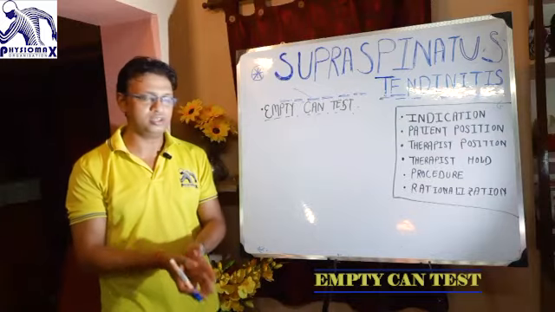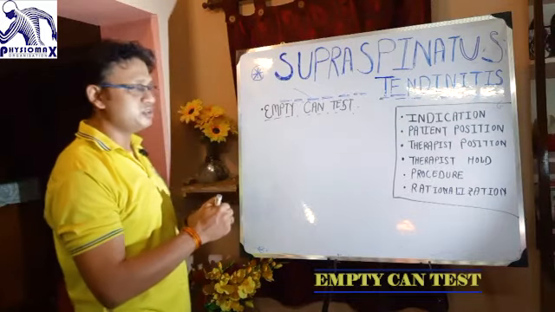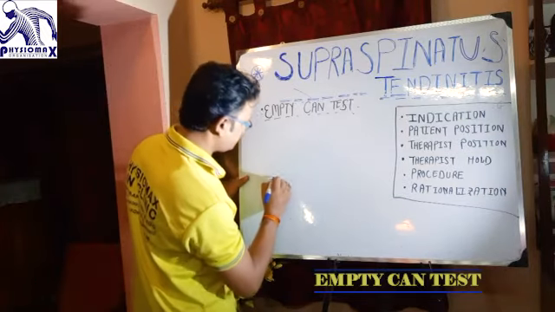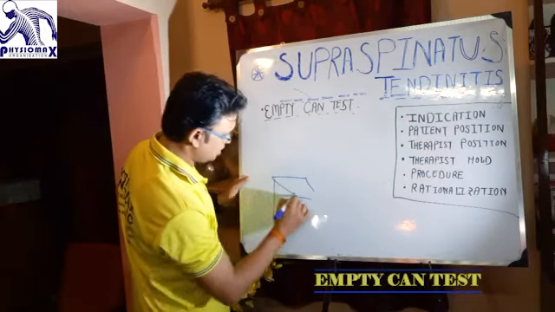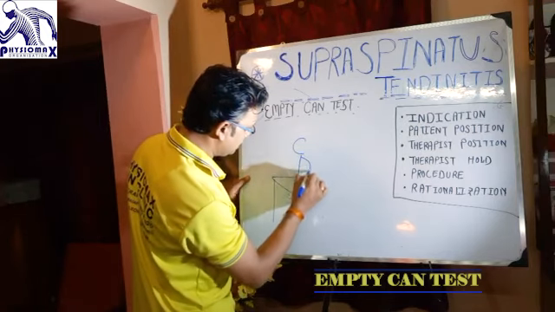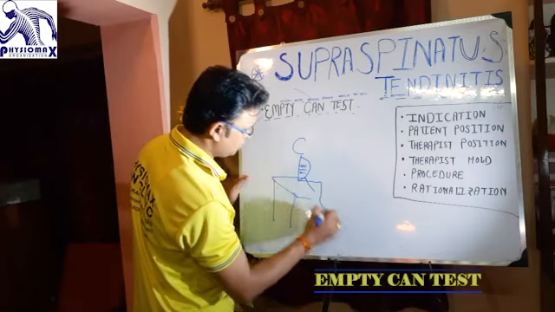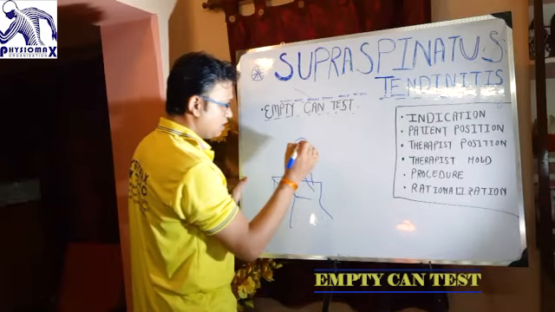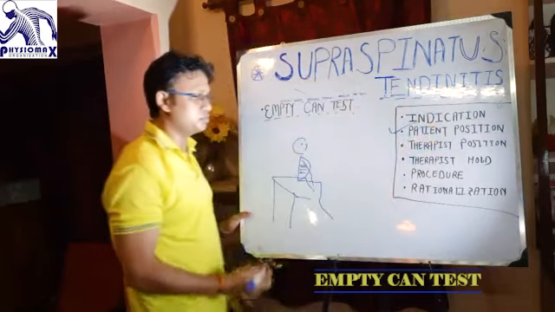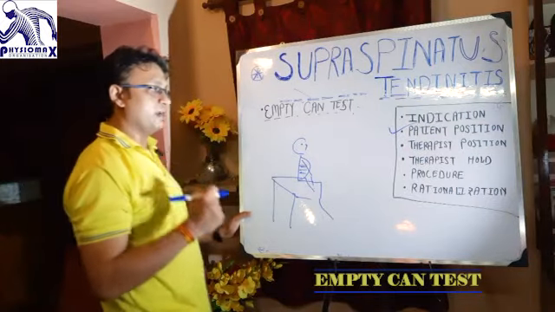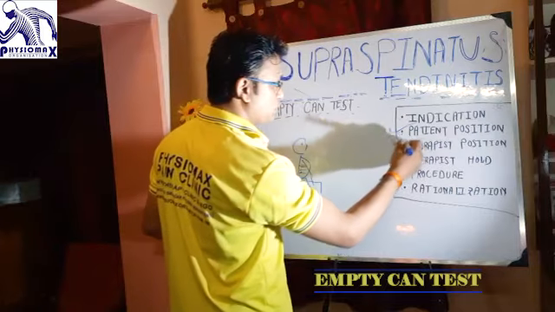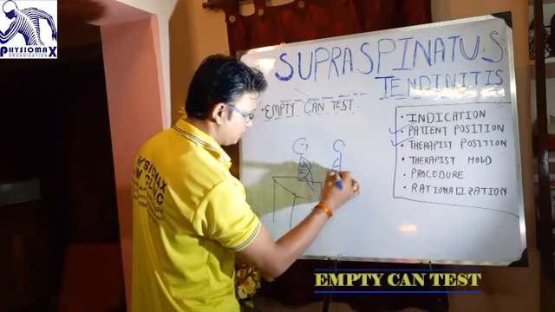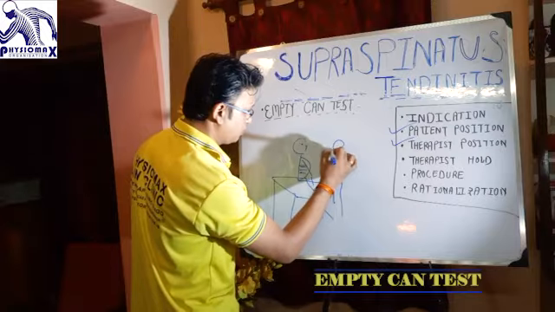What will be the patient position? Either the patient can be in a standing or a sitting position. It's better to make the patient sit. So consider this is the patient, in a relaxed sitting position, with the affected arm at the side. That's the patient position. The second one is the therapist position. The therapist needs to stand in front of the patient.